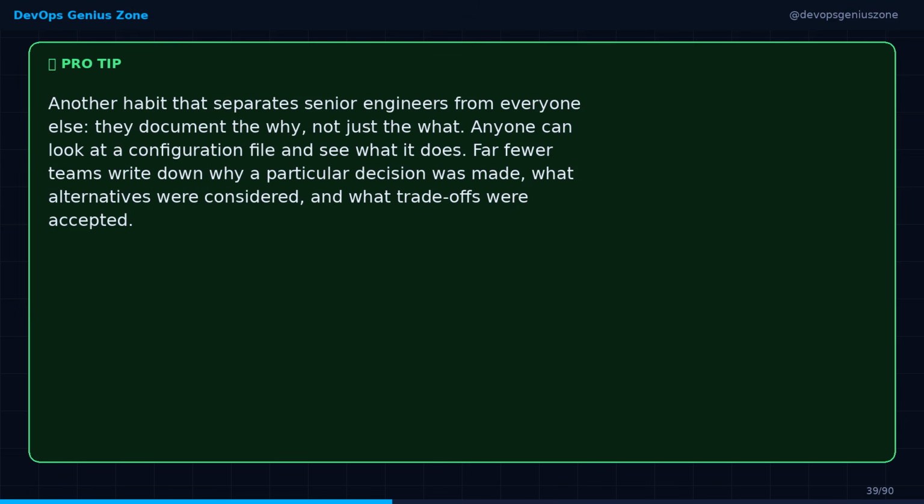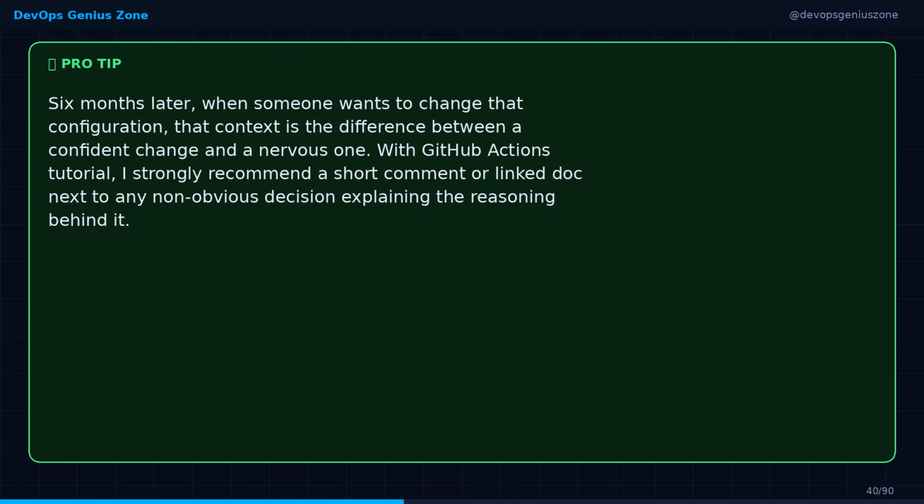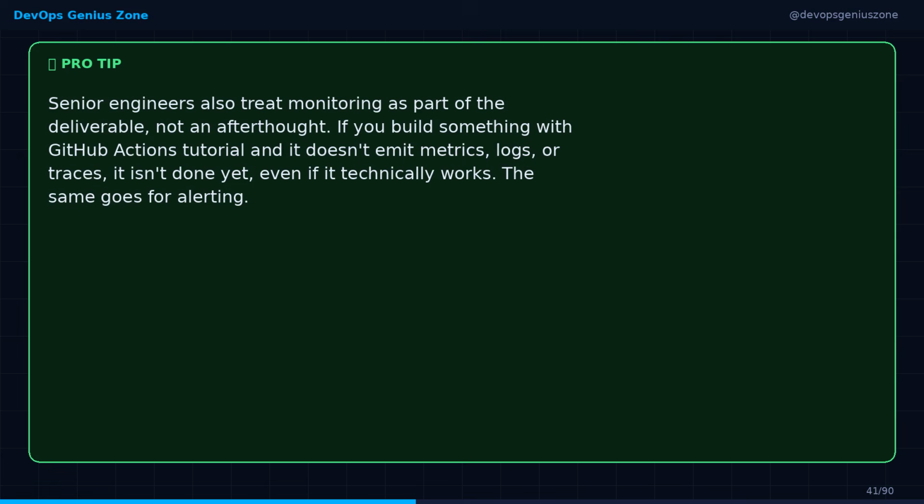Senior engineers also treat monitoring as part of the deliverable, not an afterthought. If you build something with GitHub Actions tutorial and it doesn't emit metrics, logs, or traces, it isn't done yet, even if it technically works. The same goes for alerting. A senior engineer doesn't just want to know something broke, they want to know it broke before a customer notices, and they want the alert to point clearly at the likely cause instead of just saying something is wrong somewhere.